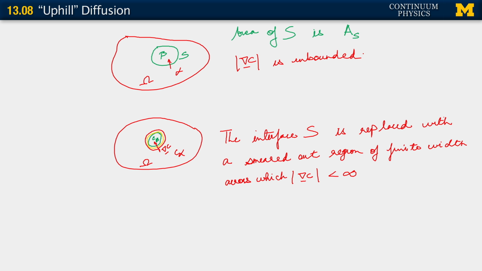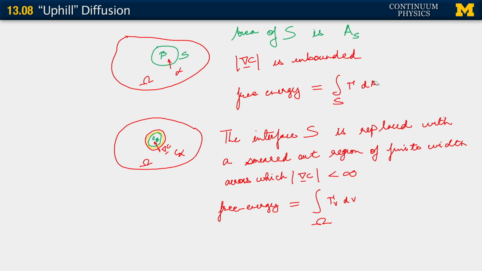So what is the overall effect here? The overall effect is that in the case with a sharp interface, the total free energy would be the integral of gamma dA over that interface. In this case, the free energy of the smeared out interface is the integral over the whole body of gamma V dV.